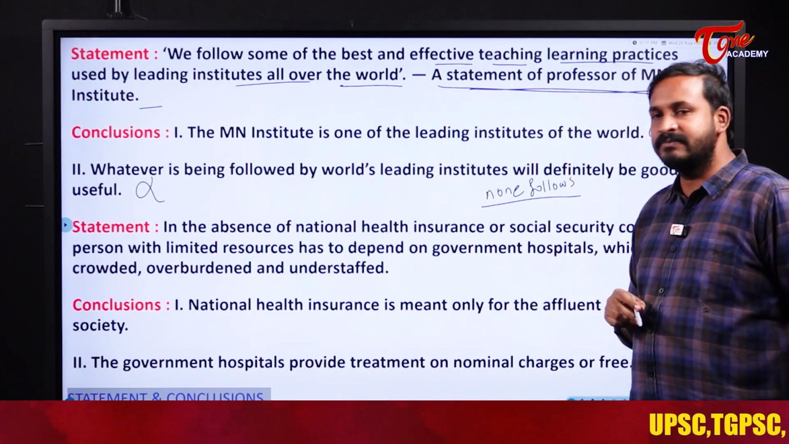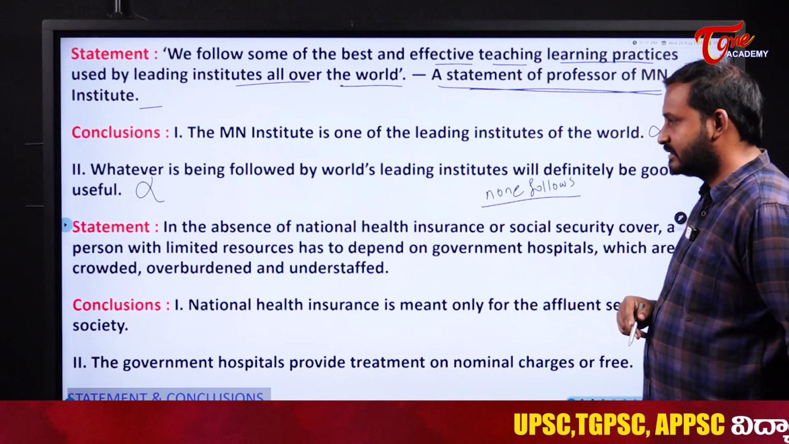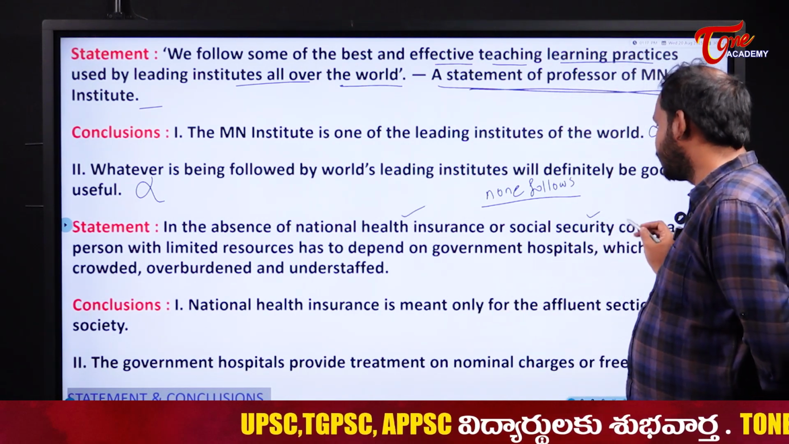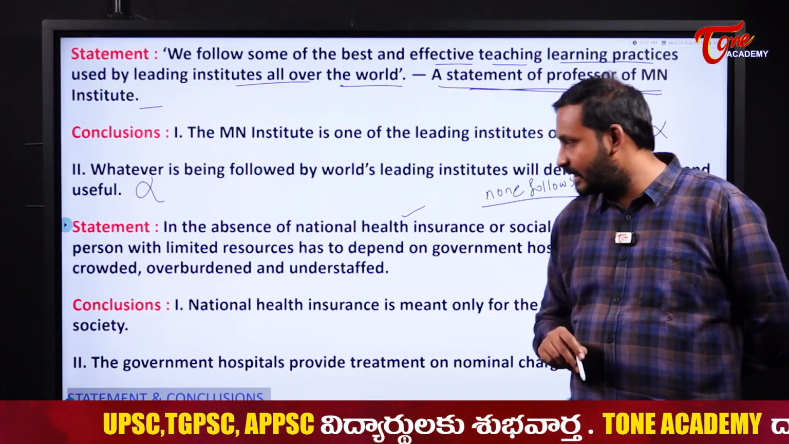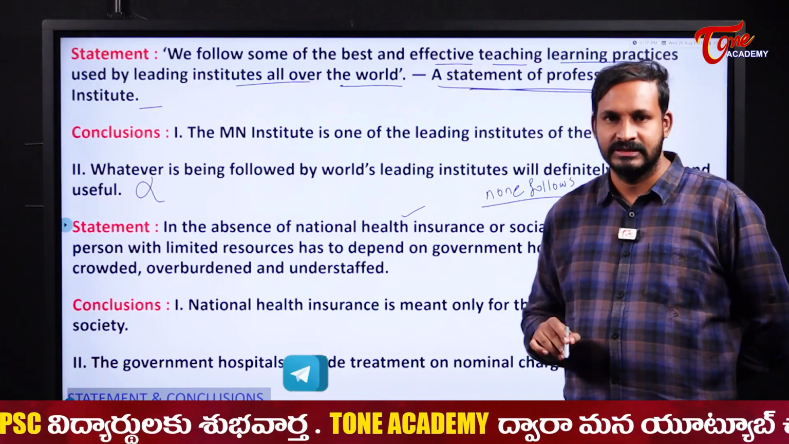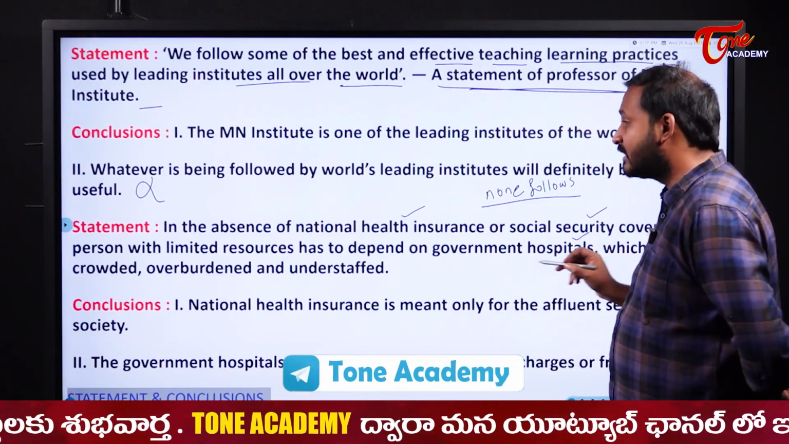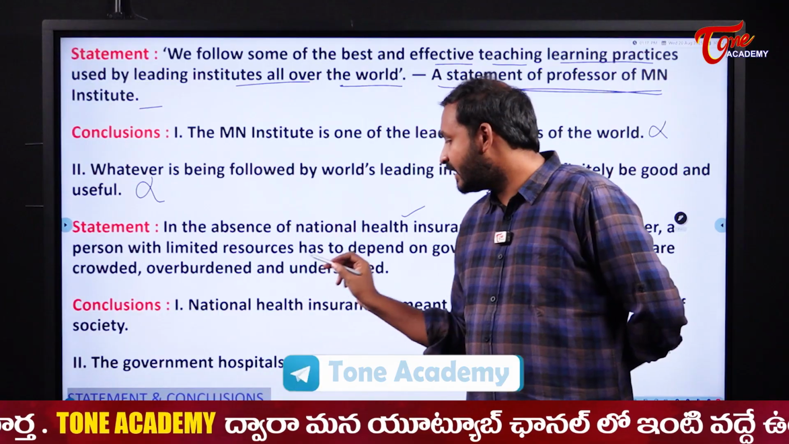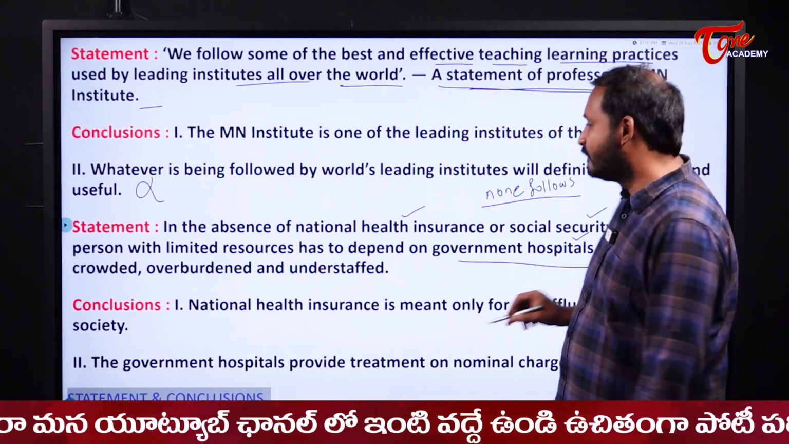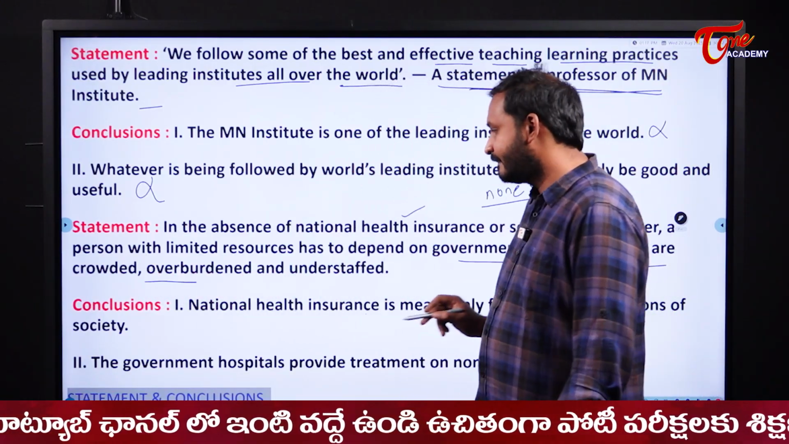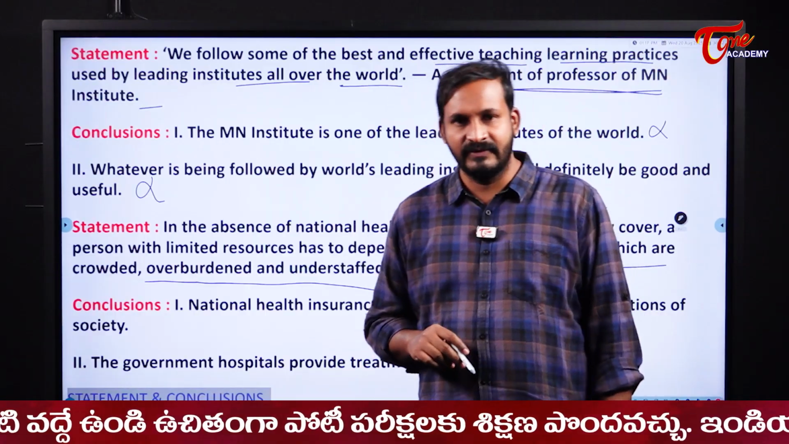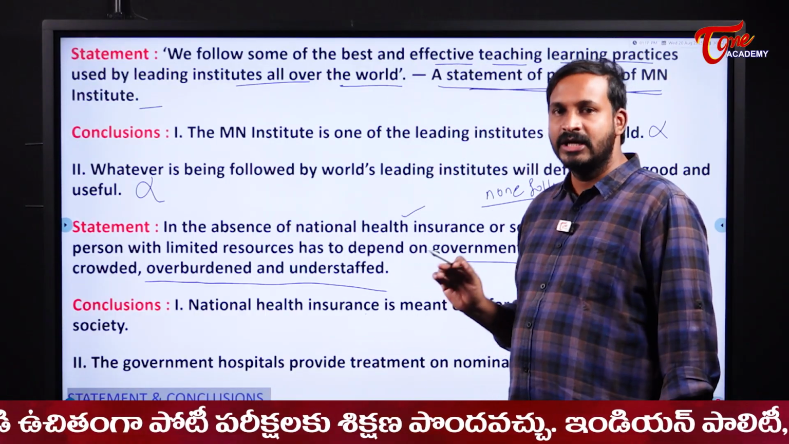Next, in the absence of national health insurance or social security cover, a person with limited resources has to depend on government hospitals, which are crowded, overburdened and understaffed. Yes, these are the conditions of the government hospitals. We will consider that these are correct. Crowded, overburdened and understaffed. We will consider yes, it is correct regarding the government hospital.